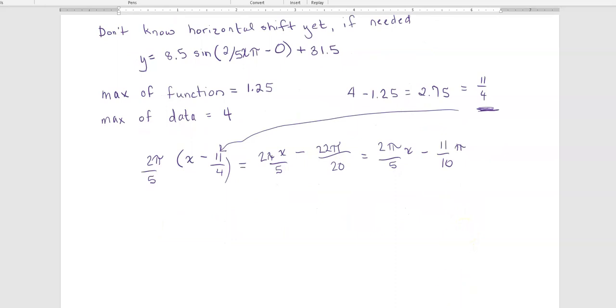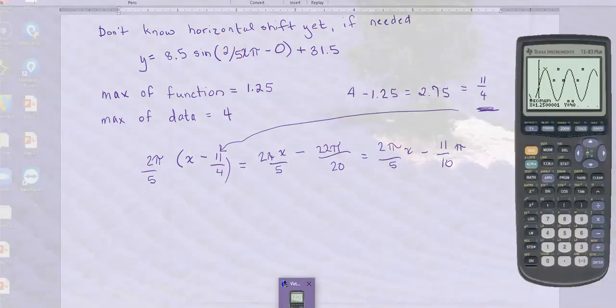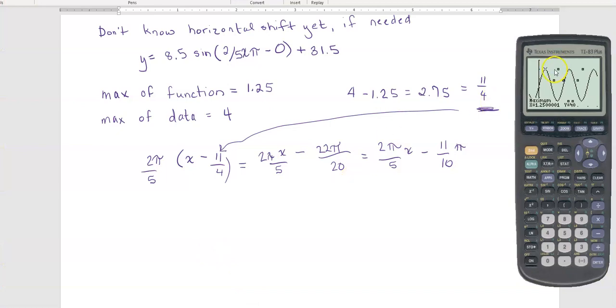Okay, and taking a quick look, where did I put it? Let's take a look here. There we go. So here's our original one, here's our original function. I'm going to go back in. I actually entered it twice just so that we could see it. And here I put in my 11 pi over 10. All right, and so I'm going to turn this one on.